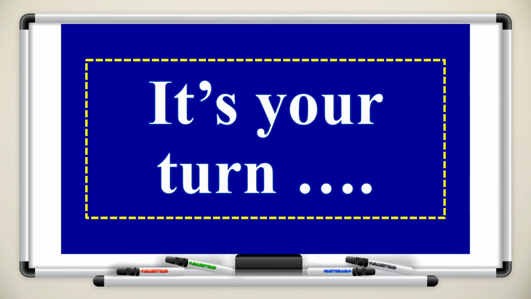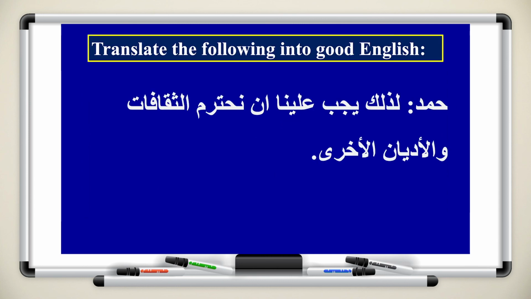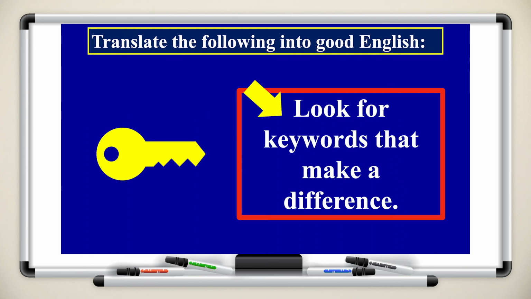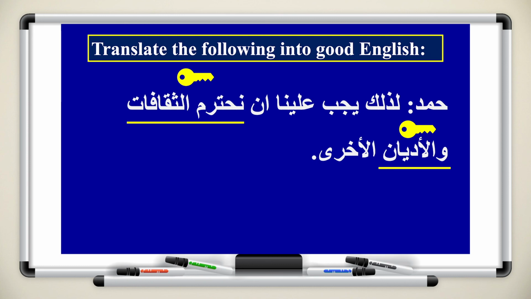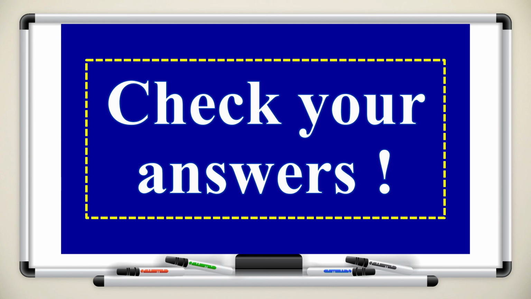Now it's your turn. We have this sentence. To help yourselves, look for keywords that make a difference. You have 2 keywords here: نحترم الثقافات and الأديان. Now, translate this sentence yourselves from Arabic into English, and then let's check the answers together. I'll give you a few minutes. You can pause the video to translate it.